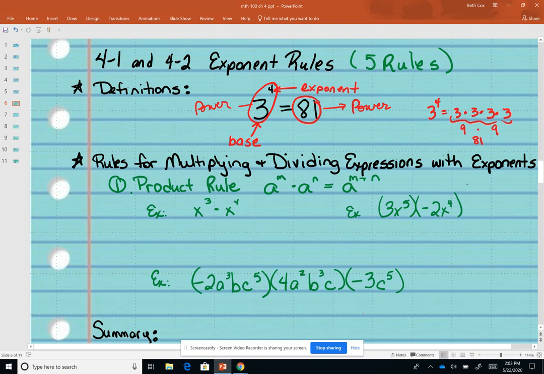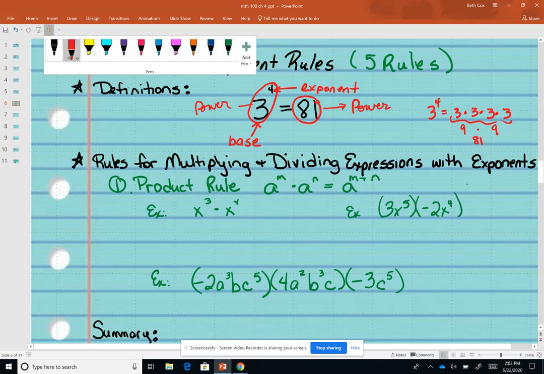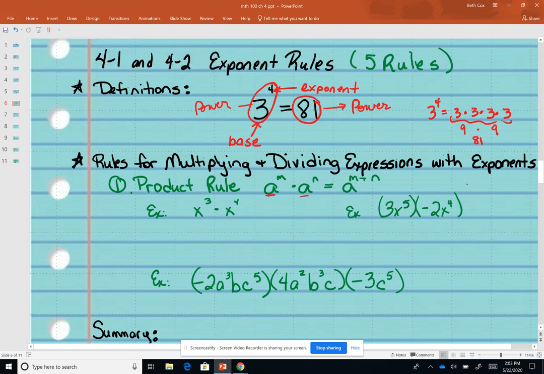The first rule is the product rule. And it basically says when multiplying powers, you can add the exponents when these guys are alike. For example, these are both a's, and so they are alike. All right, so when I have an x to the 3rd times an x to the 4th, that's going to give me an x to the 7th.